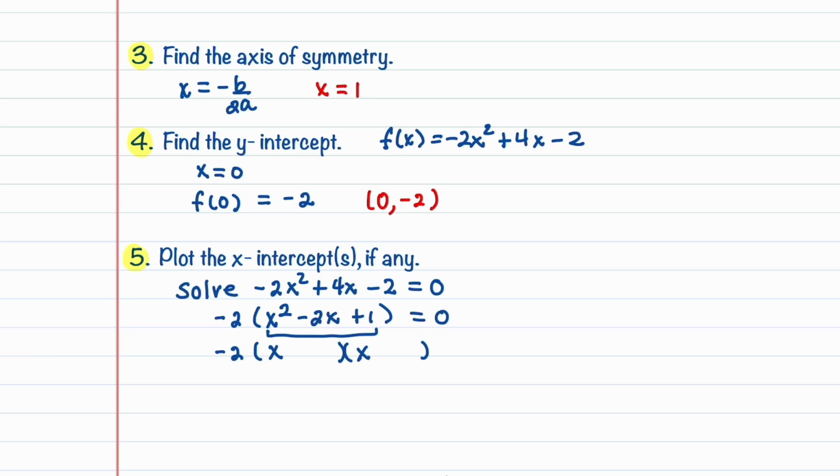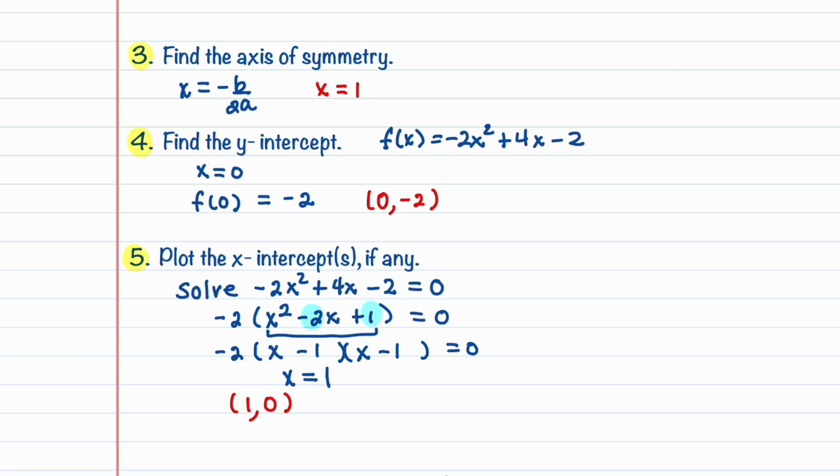We have two numbers that need to multiply to get 1 and add up to get negative 2, and that's going to be minus 1, minus 1. So we end up with a repeated root, and that's x is equal to 1. That then tells us that our x-intercept is equal to (1, 0), and we only have 1.